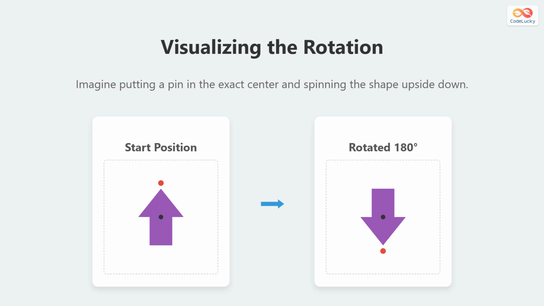To visualize this, imagine taking a pin and sticking it right in the center of an image. If you were to spin that image halfway around, or 180 degrees, would it look different? If the figure has point symmetry, the start position and the rotated position will be indistinguishable.